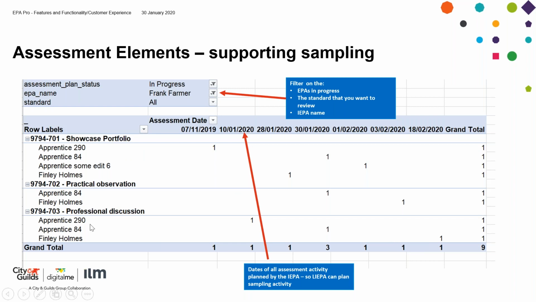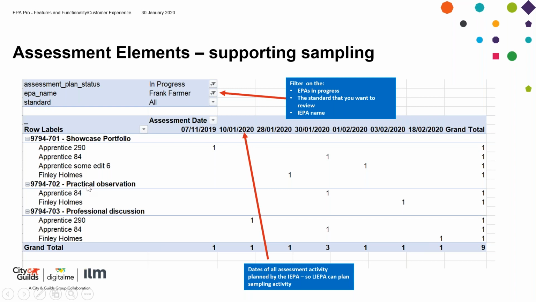But what you would need to do is select everything that's in progress. You would select a particular IEPA name that you want to focus a sampling strategy for. So if we imagine that Frank Farmer is red rated, he's new to the pool, and I want to get an understanding of what assessments he's got in his diary, I would select in progress, Frank Farmer, that's the IEPA, and the standard that he's relevant to.